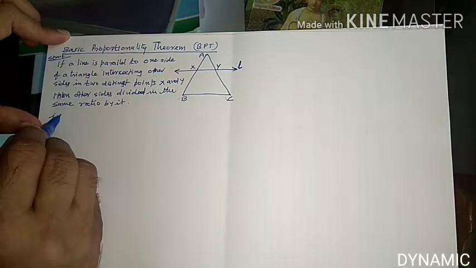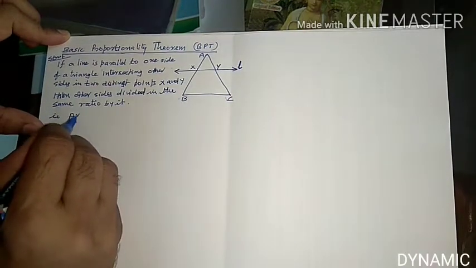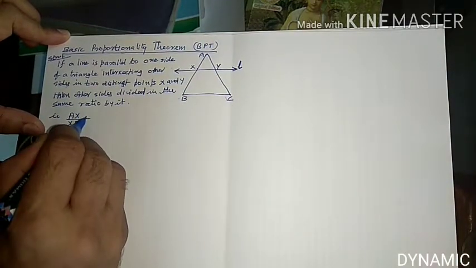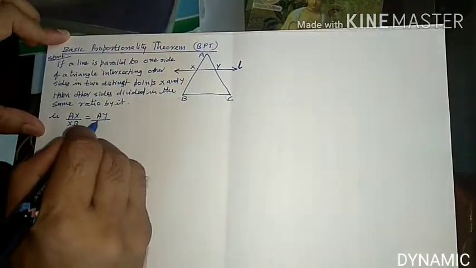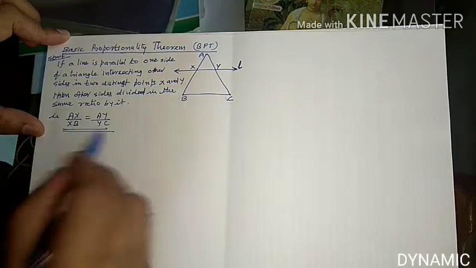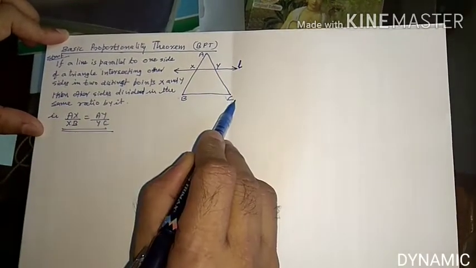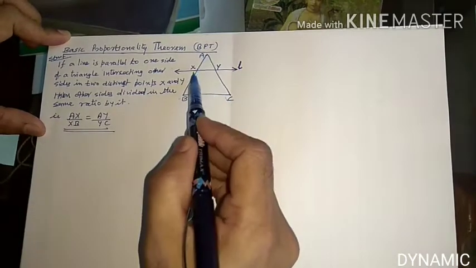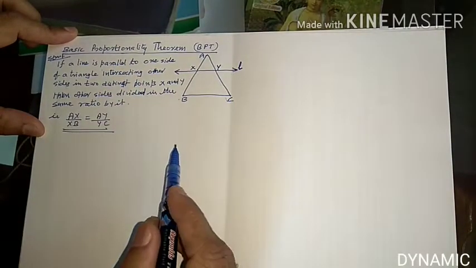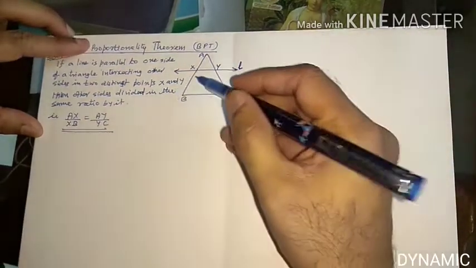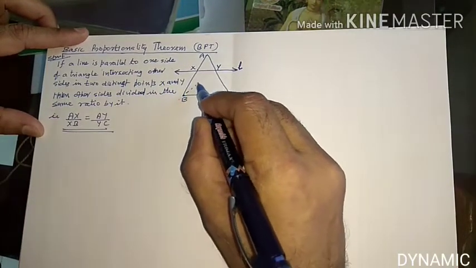What is the proof we have to make? AX upon XB is equal to AY upon YC. This is what you have to prove. Given condition, the line is parallel to BC. Then what you have to prove? AX upon XB equal to AY upon YC. Agreed? Now we have to construct. Construction: join BY.